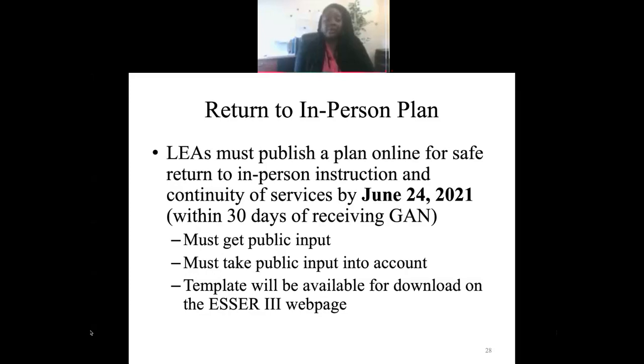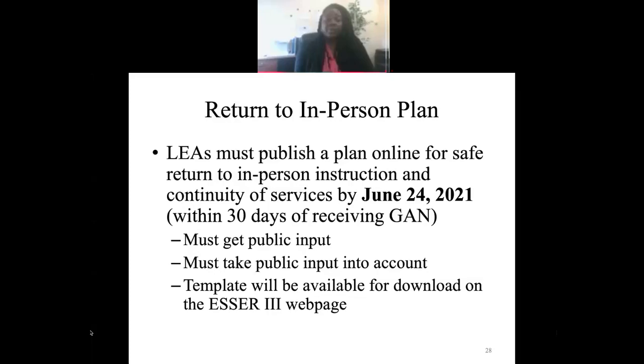So on Monday, May 24th, the department will issue school districts their grant award notification for 2/3 of their funds, because that's all that we have received so far is 2/3 of our funds. And within 30 days of you getting that grant award, you have to publish this return to in-person plan online. In developing it and prior to publishing it, you have to get public input and take public input into account as you're putting it together.